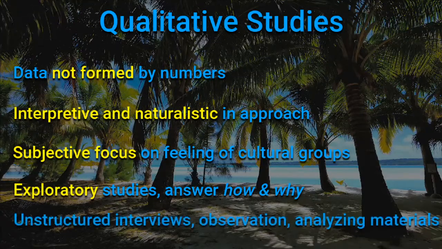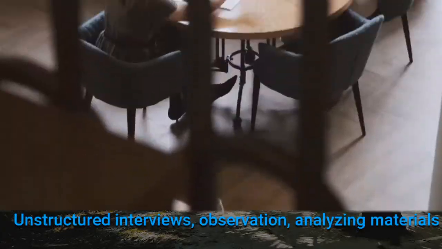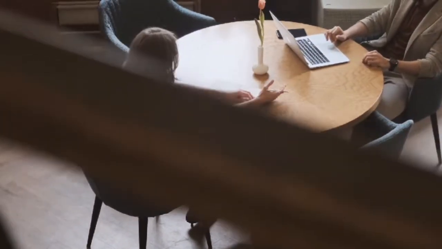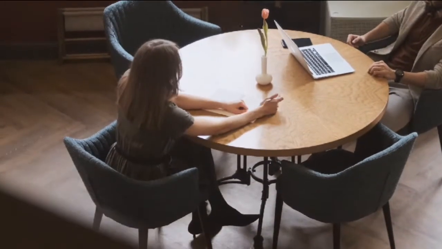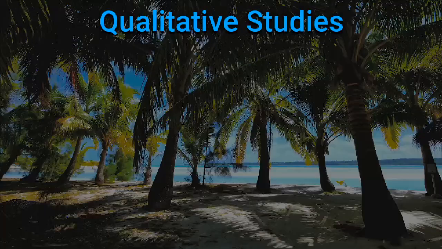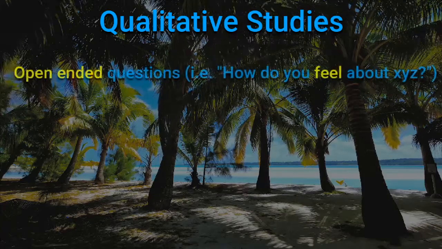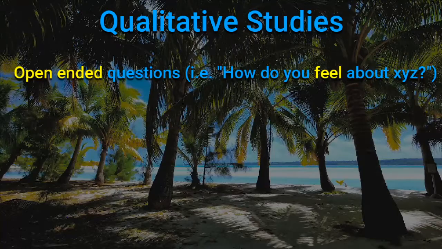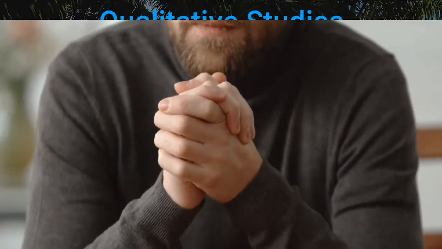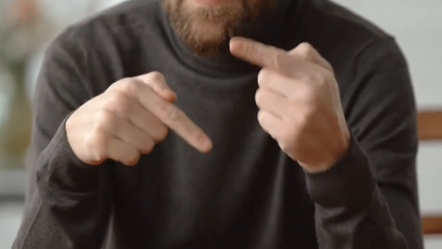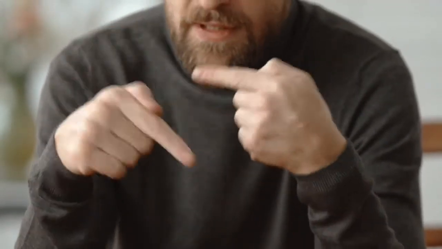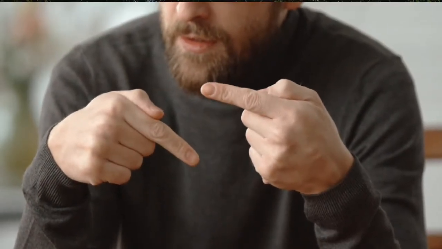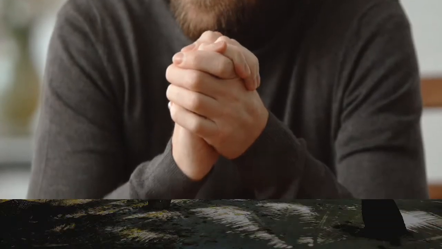Researchers may use a variety of methods to get data, such as unstructured interviews, directly observing, analyzing artifacts, documents, and cultural records, or using personal experience or visual materials. Qualitative studies use open-ended questions, which is in contrast to quantitative in that you may ask a question such as, how do you feel about this factor, this situation? And the individual can't just say one thing or the other.